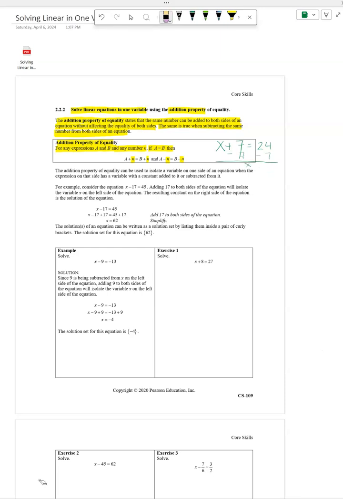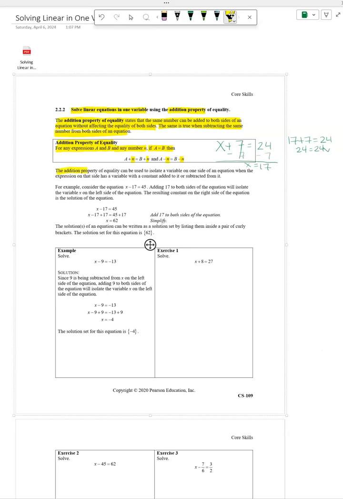Ooh, that was terrible writing there, sorry. X is going to equal 17. So that's what they mean by doing the same thing to both sides. Then we would have to check this real quick. We would say 17 plus 7 should equal 24, but let's check and see. Well, 24 equals 24, so we're right. I always check it just to check your math really well. So that's the addition and subtraction property.